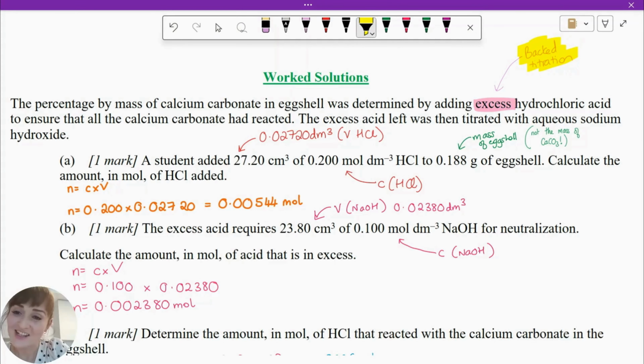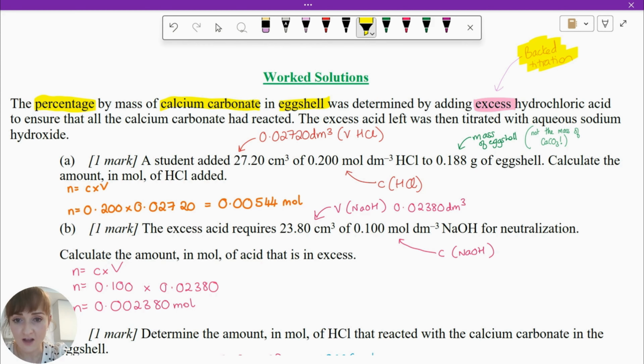The question tells you that the percentage by mass of calcium carbonate in eggshell was determined by adding excess hydrochloric acid to ensure that all of the calcium carbonate had reacted, and then your excess acid left was titrated with aqueous sodium hydroxide. One thing to note before we begin, the question says the word excess. You can probably assume that if the word excess is there, what you're dealing with is a back titration. So what they've told you is that they have an eggshell, and some of it is calcium carbonate. They don't know exactly how much, and they want you to figure out how much, and represent that number as a percentage. So the focus of this experiment is how much of an eggshell is actually calcium carbonate, what percentage of it.